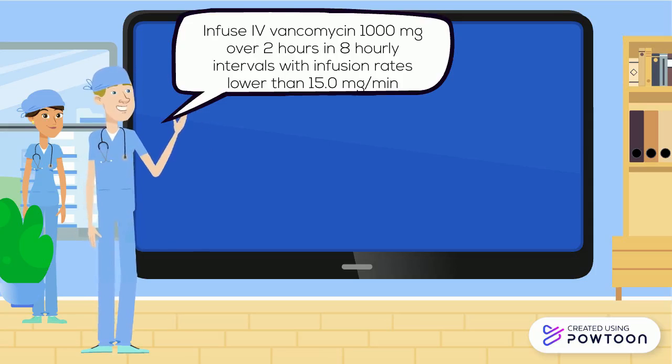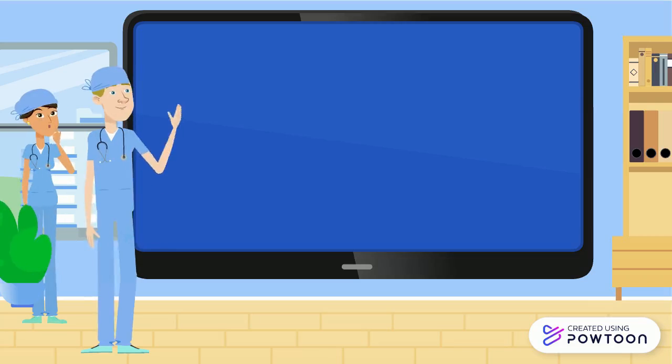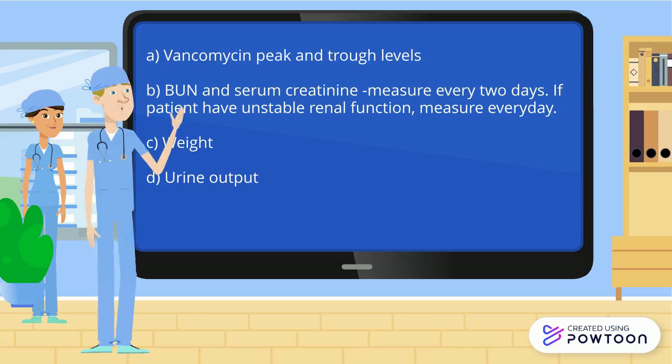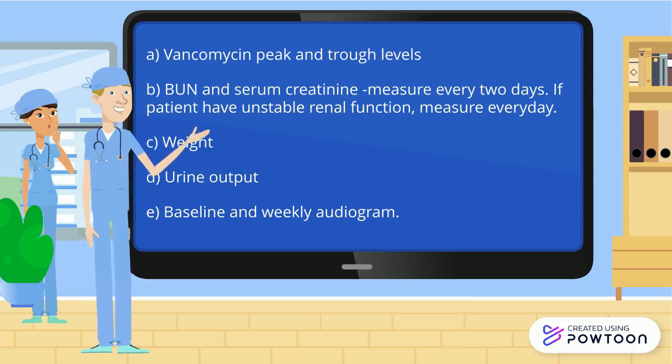per minute. After administration of IV vancomycin, some monitoring parameters shall be done. Some of the parameters are the continuity from day 1, which include vancomycin peak and trough level monitoring, BUN and serum creatinine monitoring, and also monitoring of patient weight. Some additional monitoring parameters will include the urine output for this patient, which is done by measuring and monitoring urine output of this patient on a daily basis.